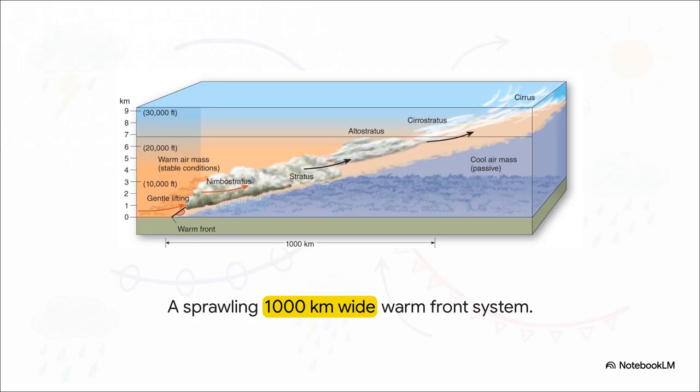Way out ahead of the front, like miles and miles away, you'll first spot these wispy cirrus clouds high up in the stratosphere. That's going to be your early warning sign. Then, as the warm air continues to slowly march up the ramp, the cloud ceiling steadily lowers and thickens, transforming into altostratus, before finally bottoming out into thick, gray nimbostratus clouds right near the base of the ramp. And that's what brings those hours or even days of steady, persistent rain.